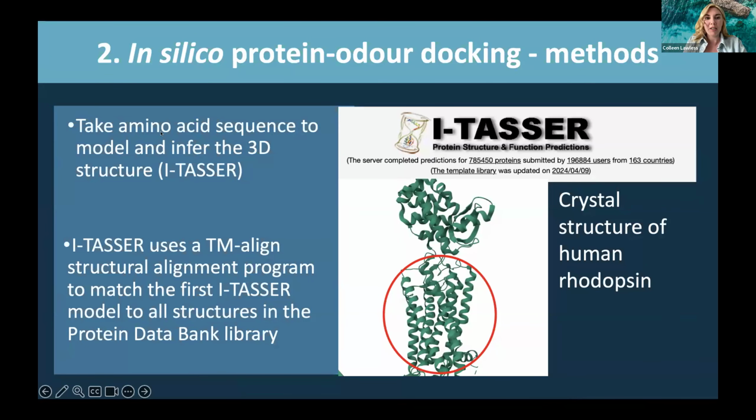To do this, I used an in silico protein odor docking assay, and I took the amino acid sequence from the olfactory receptors from the sharks, and I put them into I-TASSER. It's an online server, and this will predict a 3D model of your protein. It uses TM-align structural alignments.